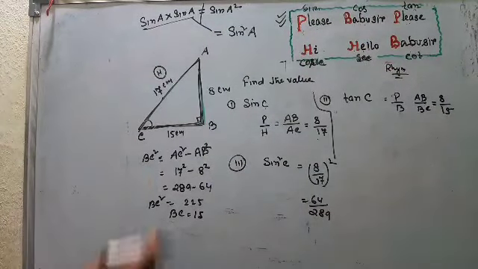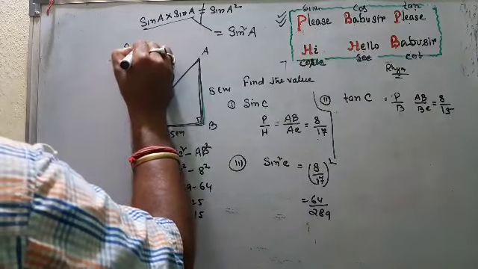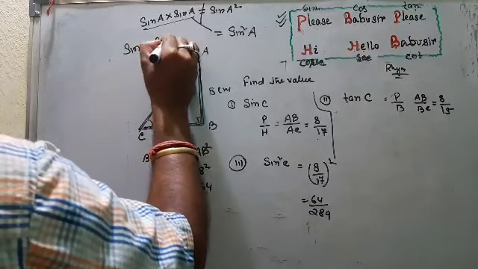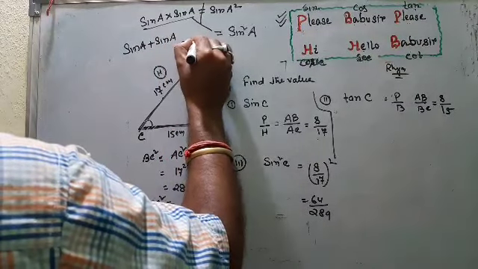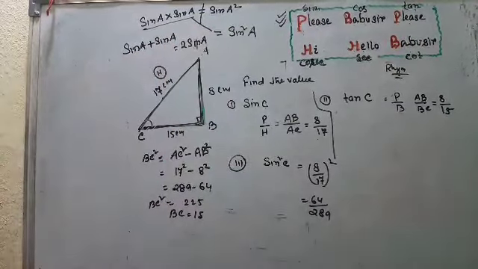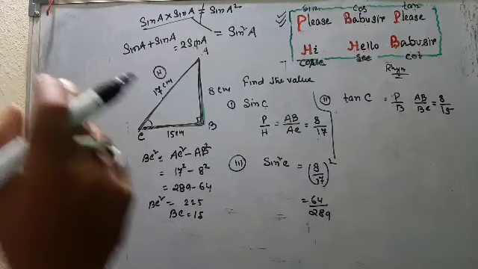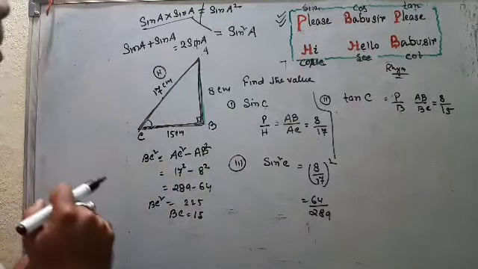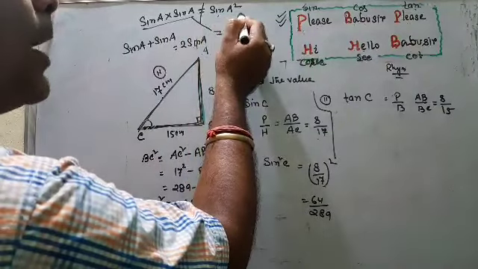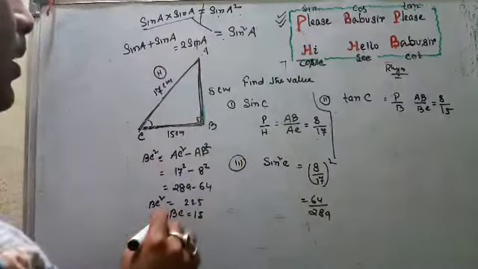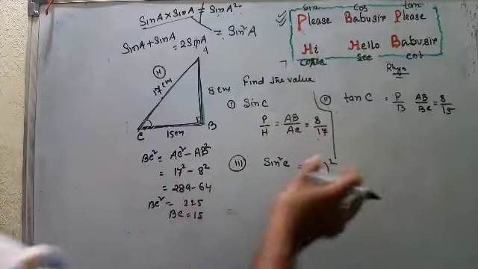Clear? Sine A plus sine A is 2 sine A. Okay. Sine A plus sine A is equal to 2 sine A. Sine A into sine A is not equal to sine A square. It is equal to sine square A. So this is all for another also.